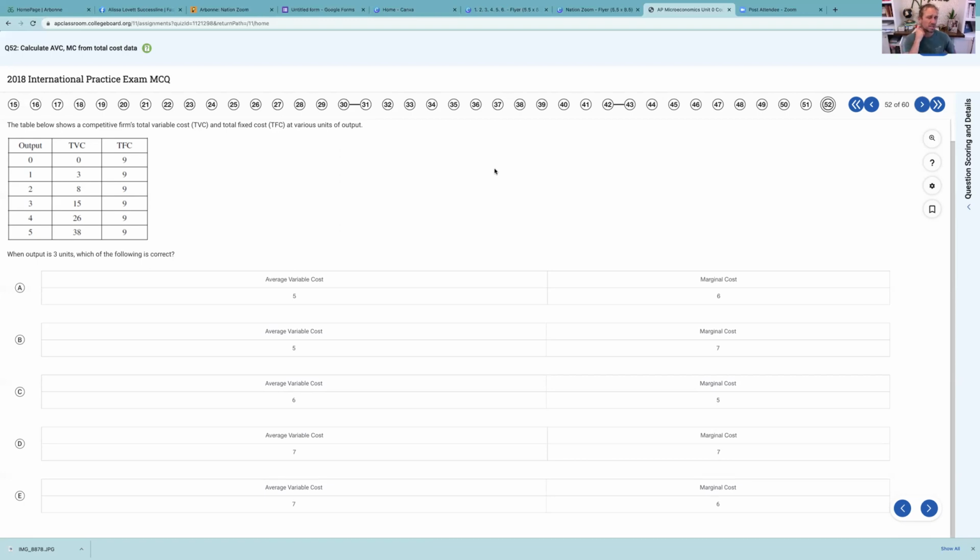So the additional cost is going to be the difference between the total cost with 3 and the total cost with 2. The total cost with 2 is 17, 8 plus 9, right? And the total cost with 3 is 24, 15 plus 9. So the difference between total cost of 2 and total cost of 3 is 24 minus 17. So marginal cost there is 7. So 52, your answer should be B.